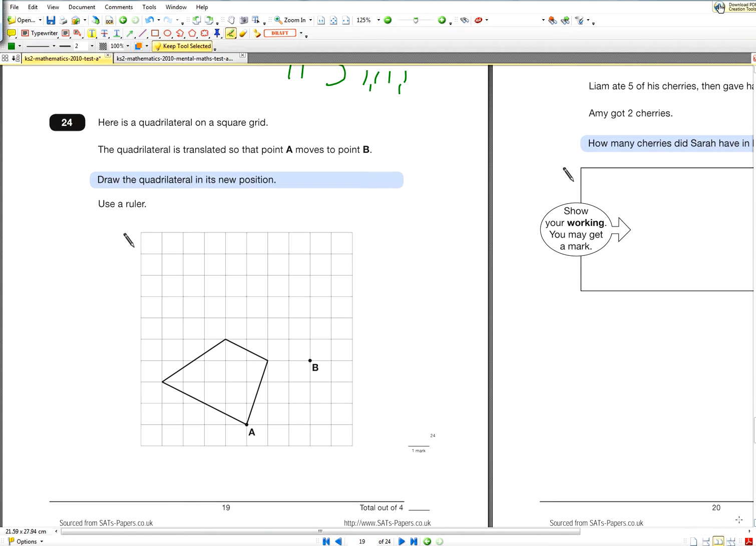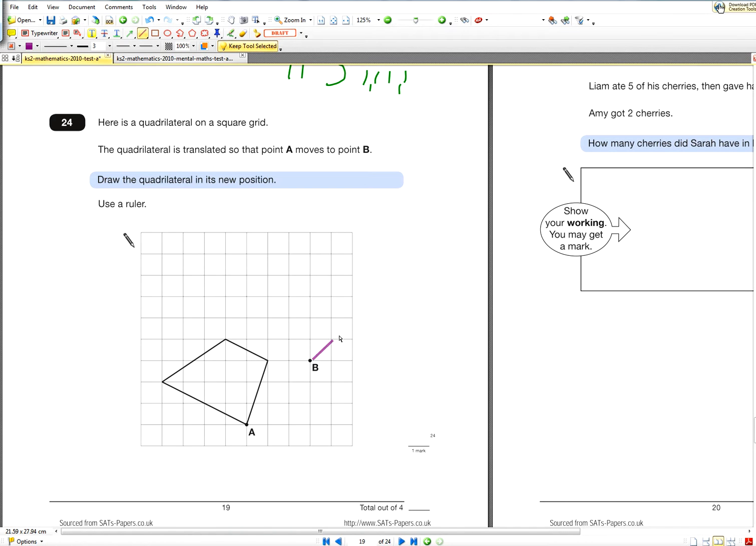Here's a quadrilateral on the square grid. The quadrilateral is translated to point B. So they move the whole thing up to point B. Draw it in its new position. Give me a moment, folks, while I have a go at that.